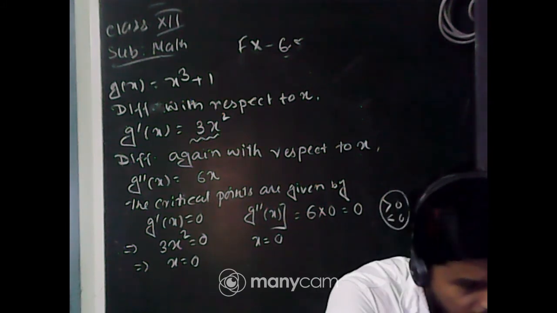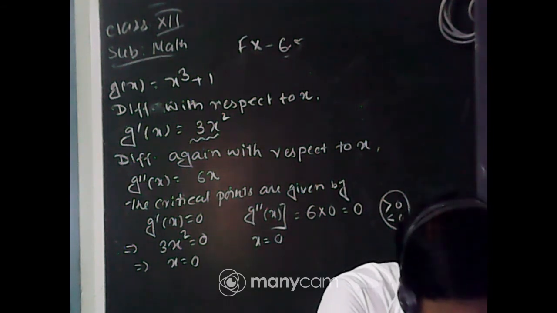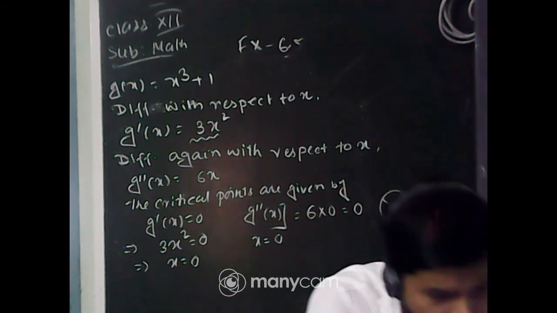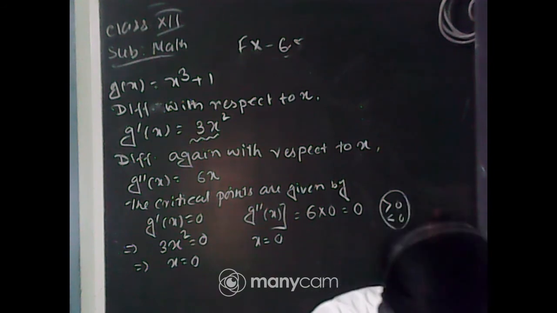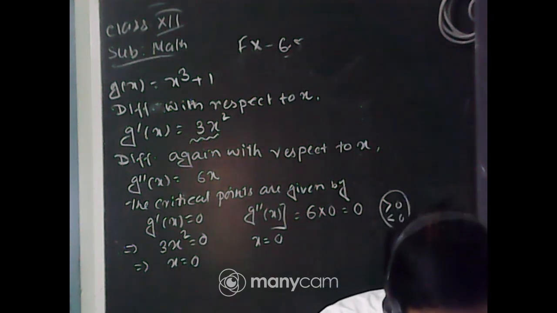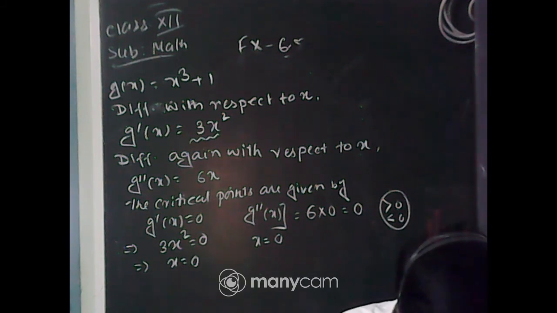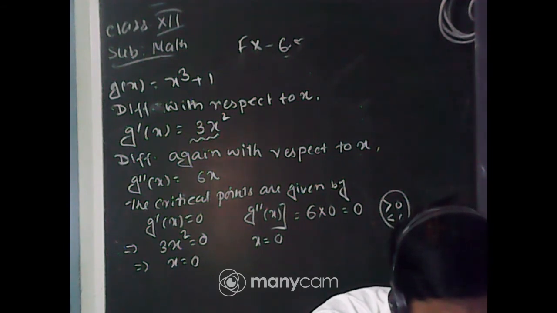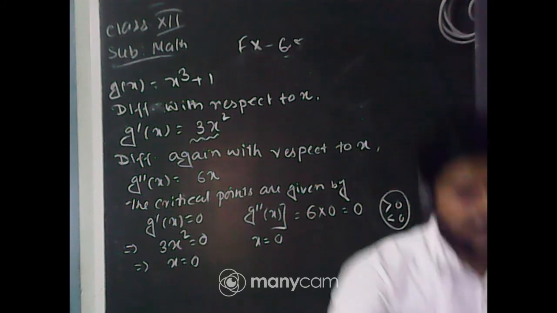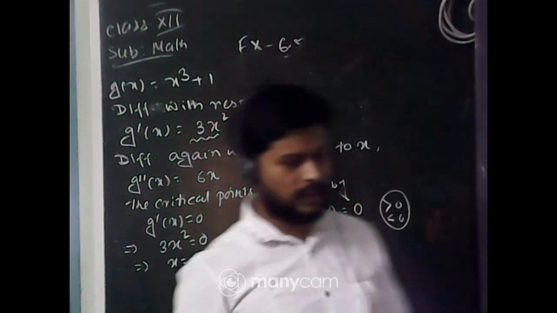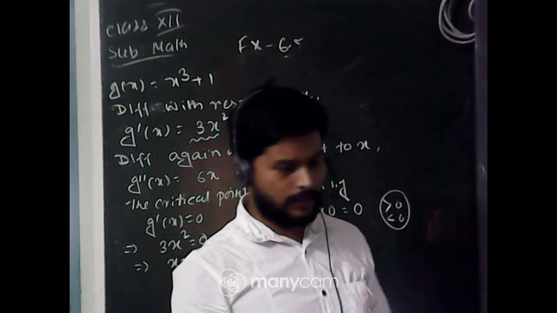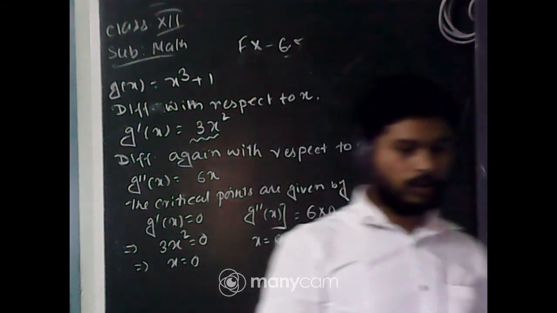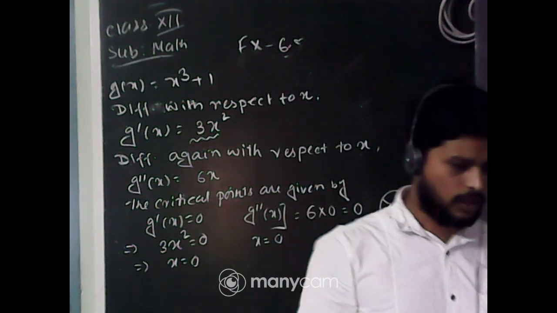I told you that three cases may arise: f double dot x greater than 0, when the function has a minimum value, and f double dot x less than 0, when it has a maximum value. And the third case, I told you this portion is not in your syllabus, is when f double dot x is equal to 0. Then what can we say about this function? Neither maximum nor minimum. Yes, in this case you can say neither maximum value nor minimum value, because higher order derivatives are not in your syllabus. We have to look at the higher derivatives of the function.